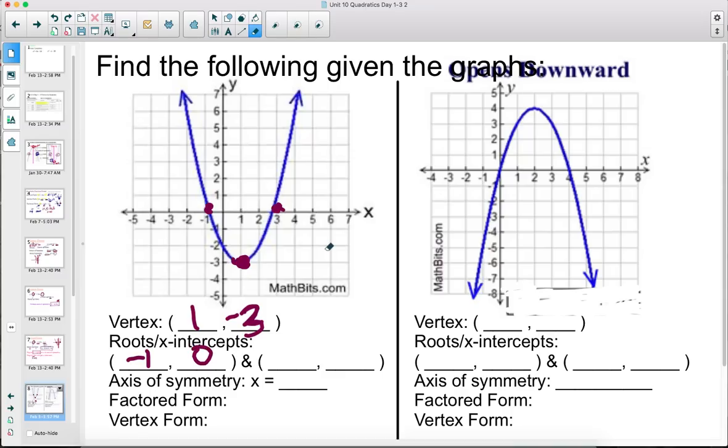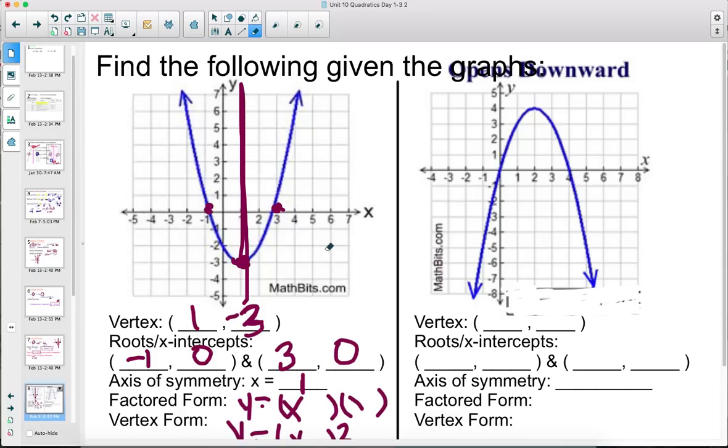and again it's 0 because it's an x-intercept, and approximately 3, 0. We can notice that the axis of symmetry is right there in the middle at 1. And then lastly, using what we know about factored form, it's going to look like this, and vertex form is going to look like this.